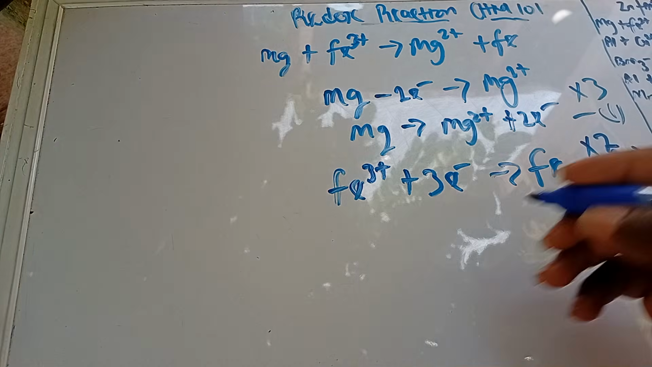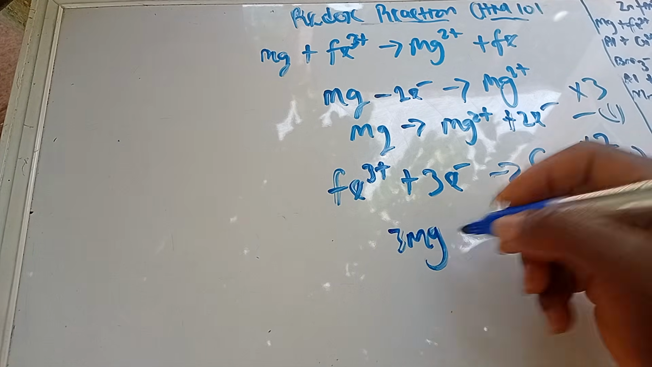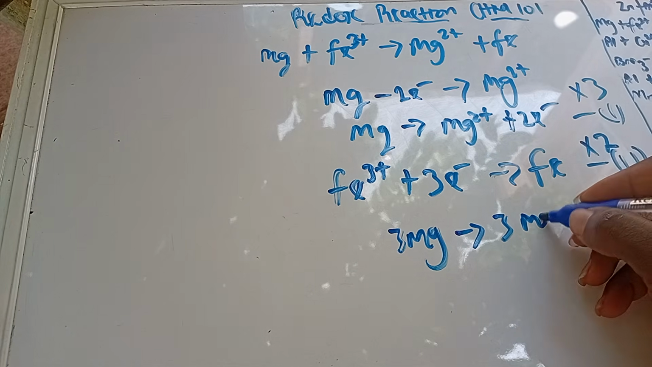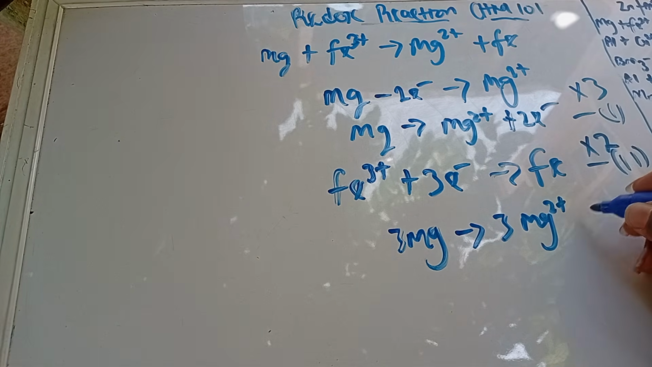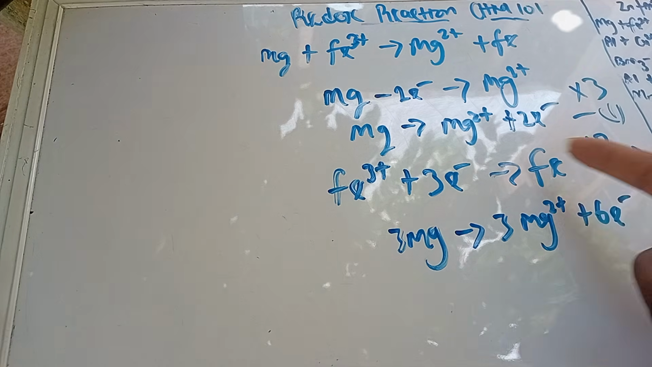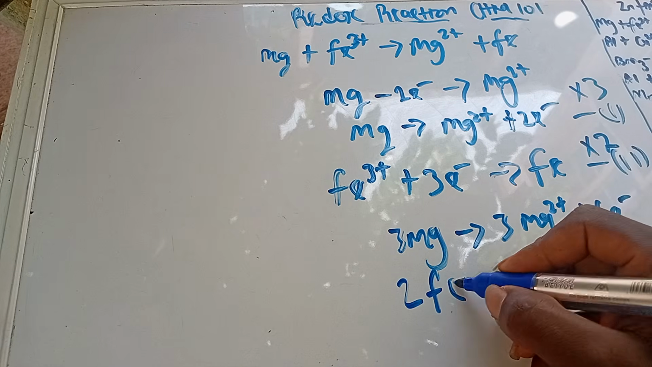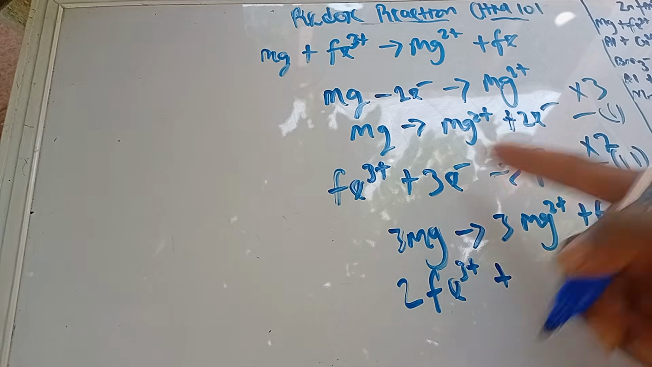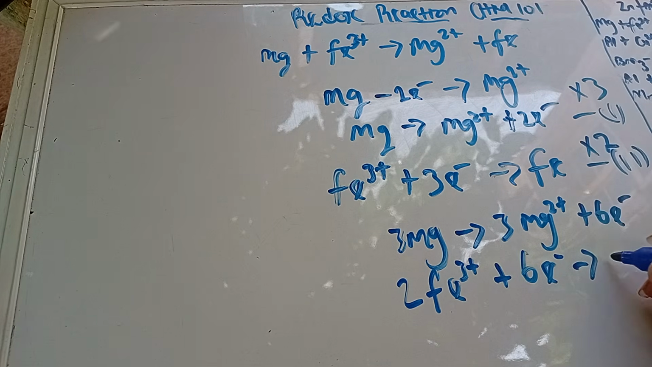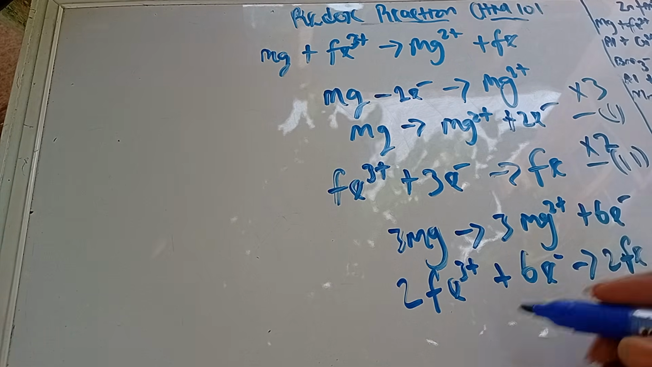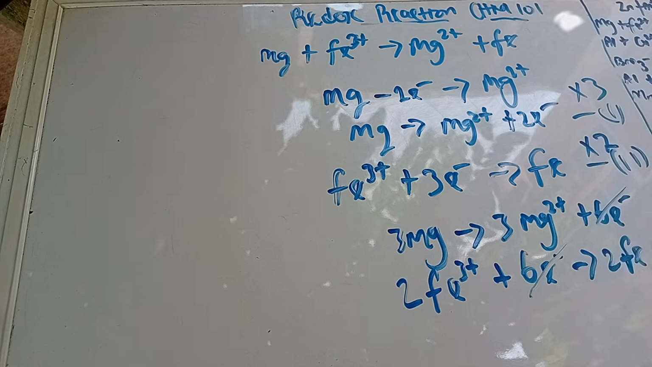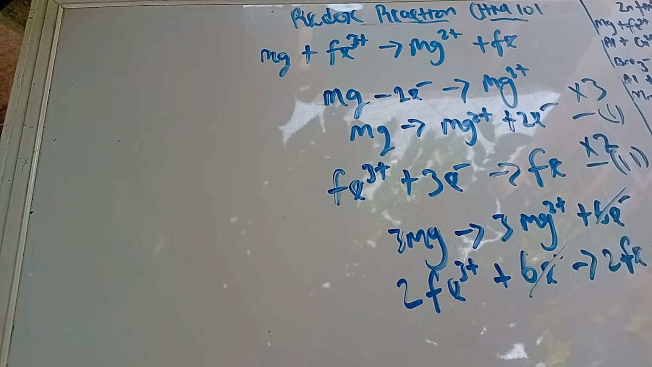Now, Mg times 3, here we have 3 Mg to give us Mg2+ times 3, we have 3 Mg2+. Then this times 3, we have 6e-, isn't it? Fe3+ times 2, we have 2 Fe3+. Plus this times 2, we have 6e- to give us Fe times 2, we have 2 Fe. So you can see now the 6e- and 6e- can cancel out. That's one of the ideas to cancel out the electrons.